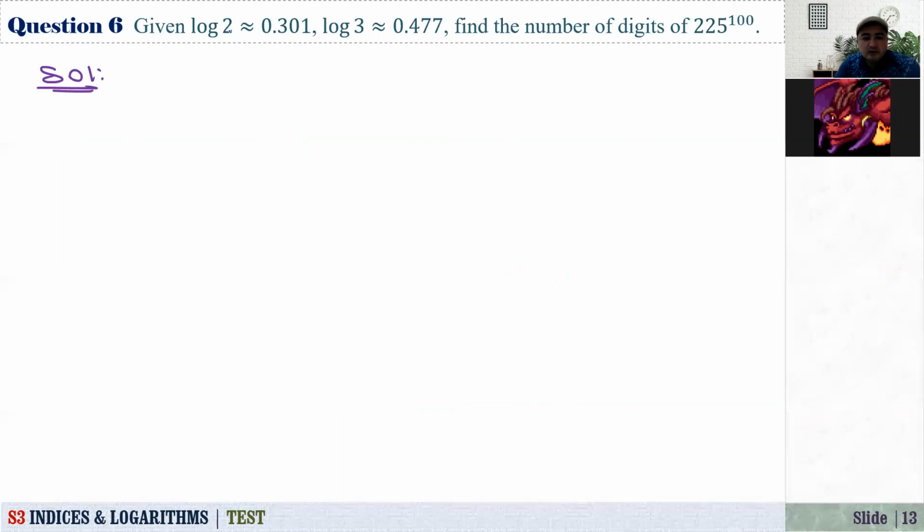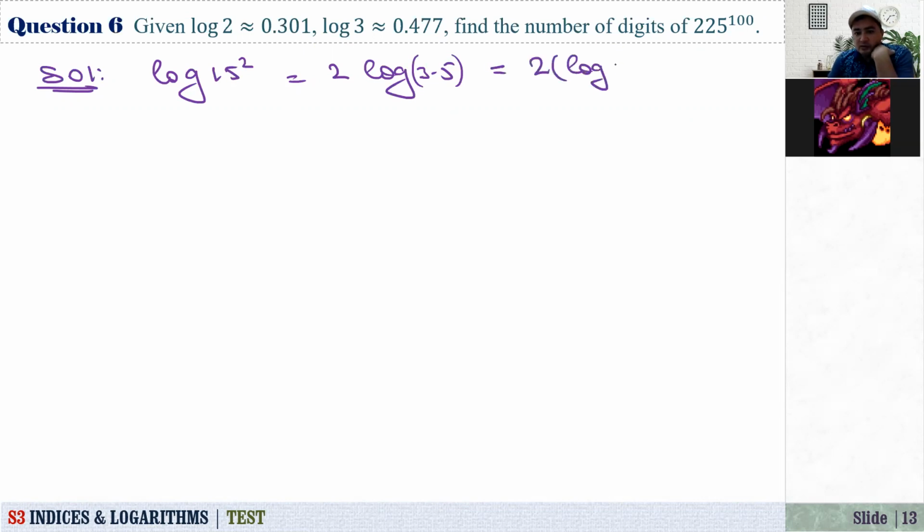Next question is, given that log 2 equals 0.301 and log 3 equals 0.477, find the number of digits of 2 to 5 to the power of 100. So it says it is 2 to 5, right? 2 to 5 is 15 squared. So let me just write log of 15 squared, or I can just write it as 2 times log of 3 times 5, that's equal to 2 times log 3 plus log 5, which is approximately equal to 2 times, what is log 3?